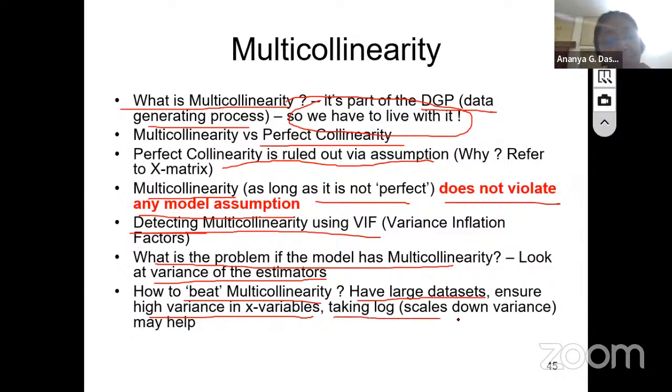And sometimes, taking log or centering variables can help. When you take log, you're scaling down the variable, which brings down the variation, and sometimes that actually helps. And centering variables also helps at times, because when you're centering a variable, you're really measuring the variable as a difference from its mean, right? So that also sometimes takes care of this problem.